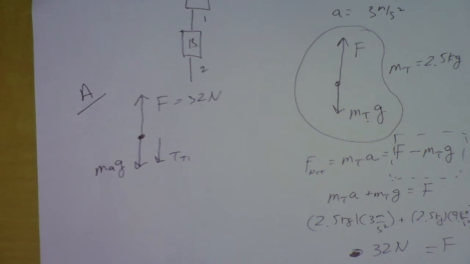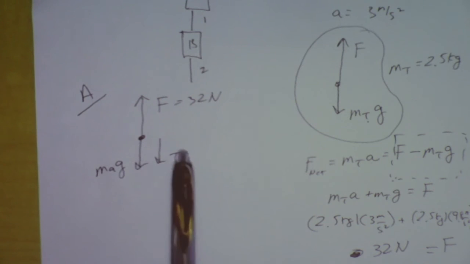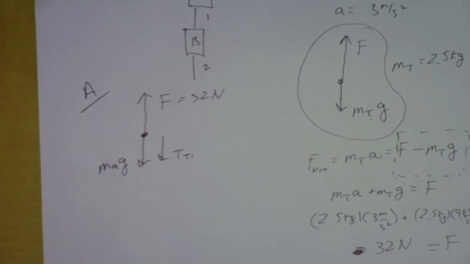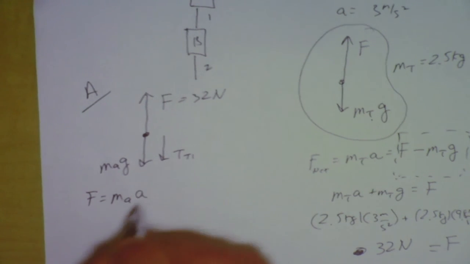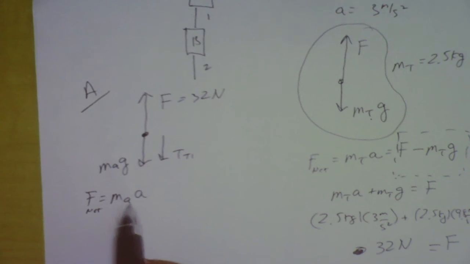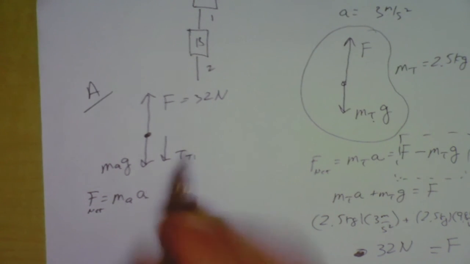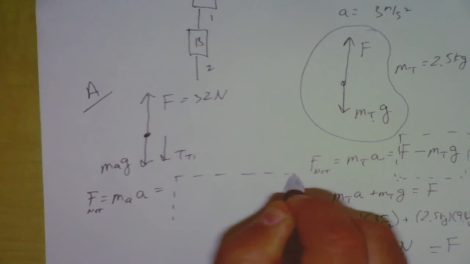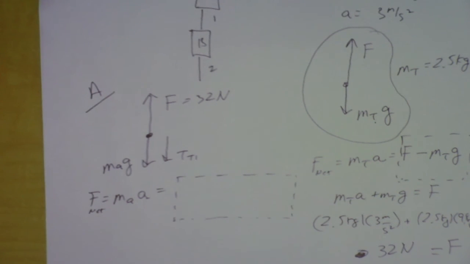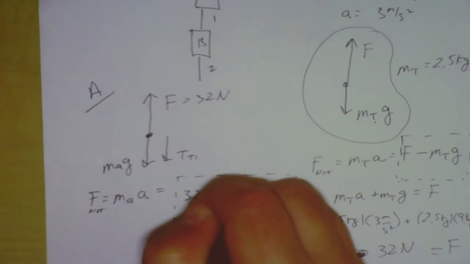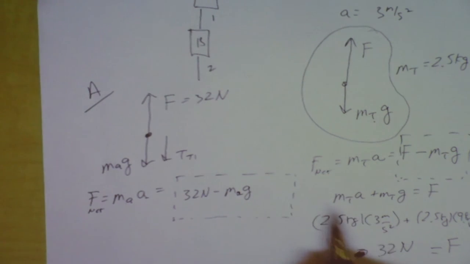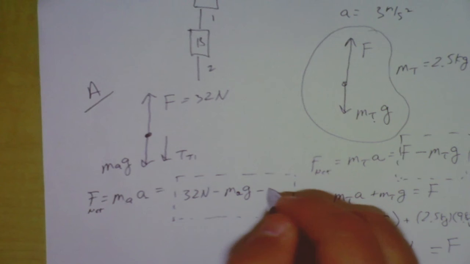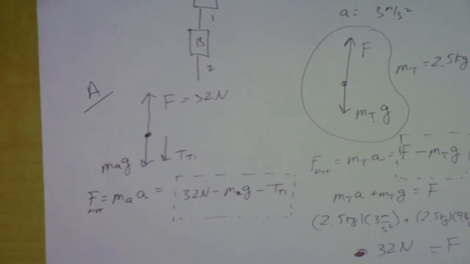And then the only thing that you don't know, you can figure out what this one is. We'll have to use Newton's second law again. So the net force is mass A times A. And then we'll have to put in this part. This is the first time that we've actually had 3 forces in this box. So 32 newtons up minus little mass A times G minus tension at the top of 1.